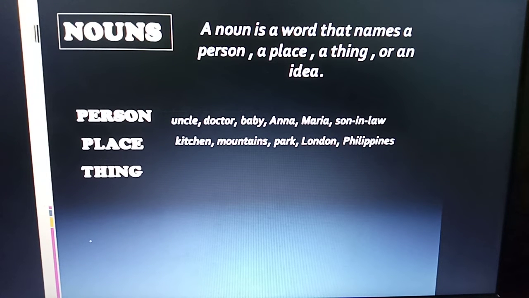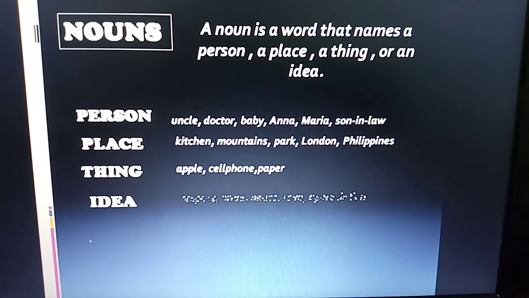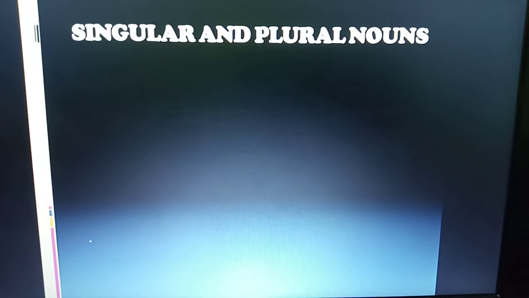Nouns of a thing can be an apple, a cell phone, or a paper, and so on. Nouns of idea can be respect, pride, peace, love, appreciation, and so on and so forth. So those are examples of a noun. But nouns can be singular or plural nouns. How is it possible then? So we have rules, no?